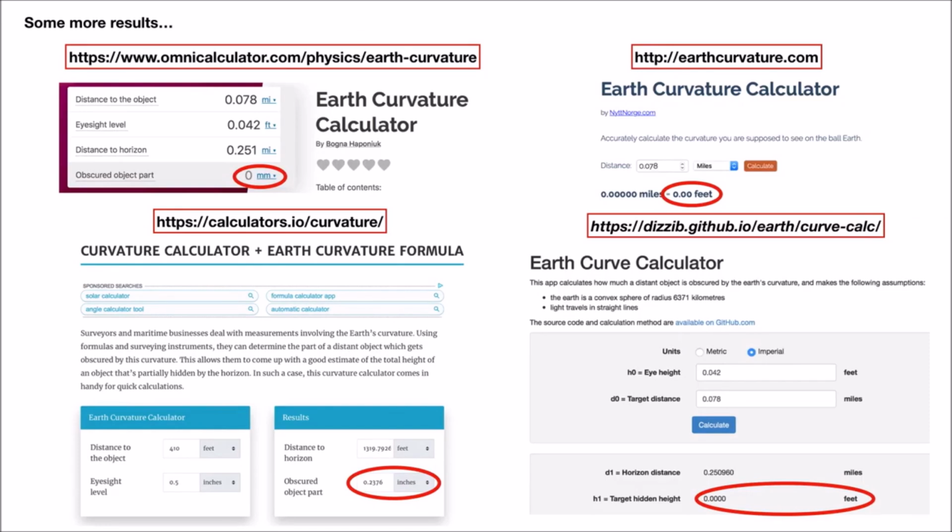Some more Earth curve calculators, again, 0 millimeters, 0 feet, 0.00 feet. One of them gave 0.237 inches, so at least a quarter of an inch, but that doesn't matter. Again, we were 2.5 inches off the water, and so there was no refraction. You could not really say that this was a refraction phenomenon.